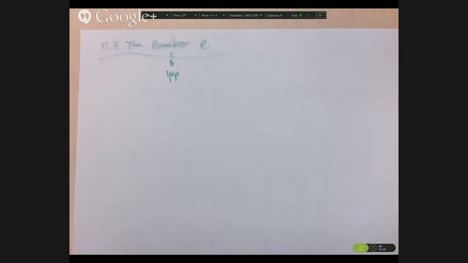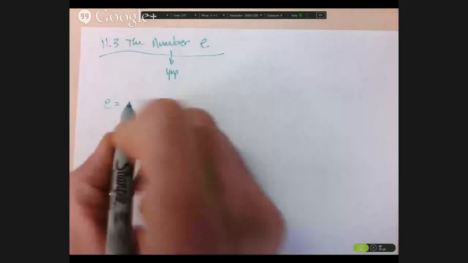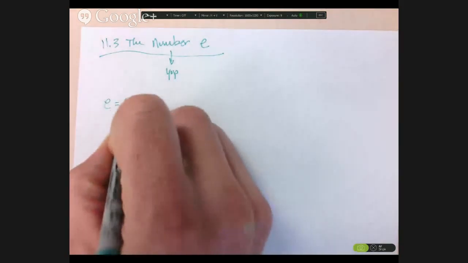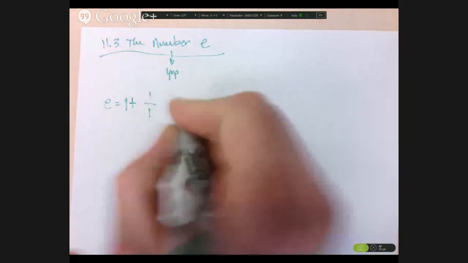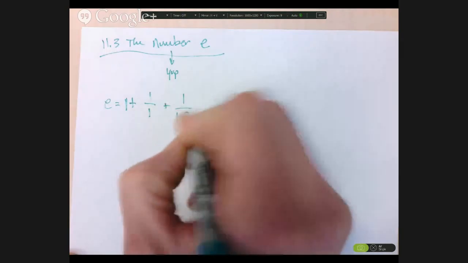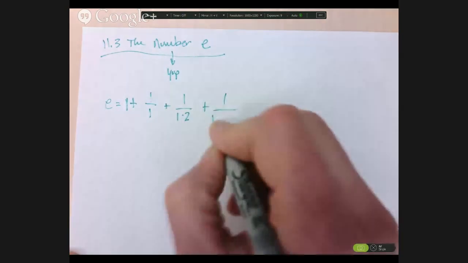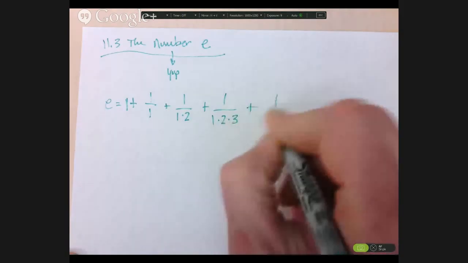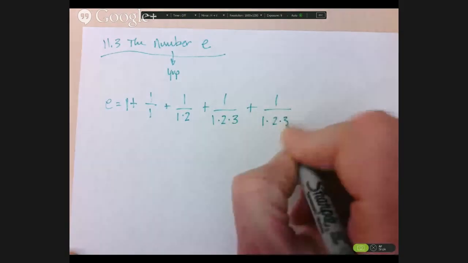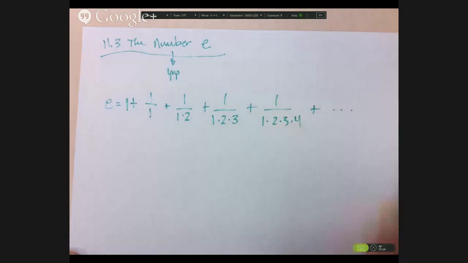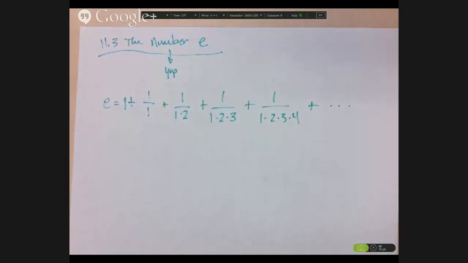Okay, the number e. Here's how e was developed. Oh, we did this last year. Yeah, I don't remember this. So the number e. Okay, no hating.